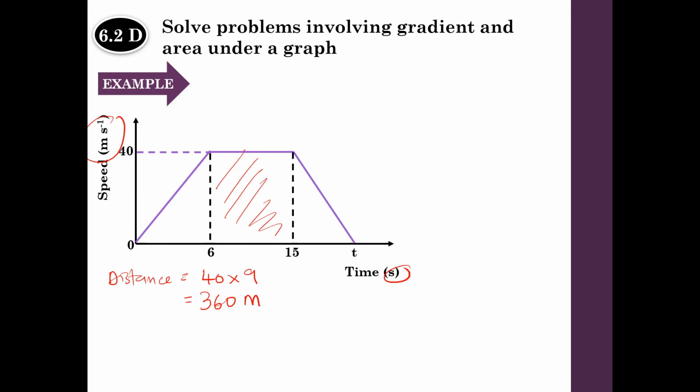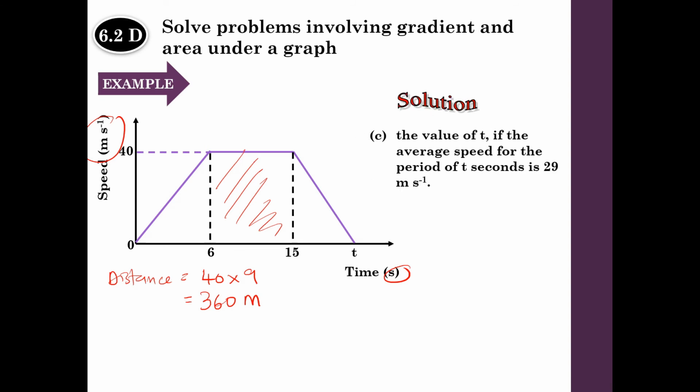Okay, sorry. So now we go to the third question, which is to find the value of t if the average speed for the period of t seconds is 29. Average speed, it is given average speed. So as we recall, to find the average speed, we have to know the total distance and then divide by total time.